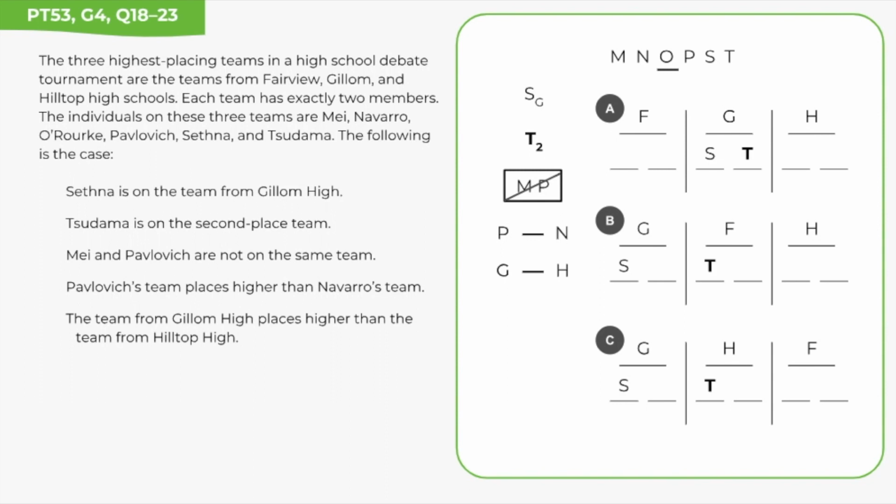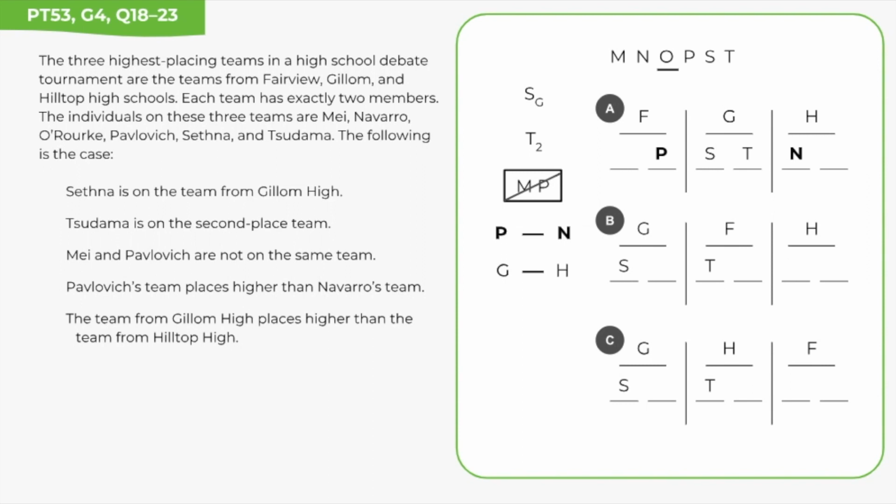We also know that T is going to be on the second place team, so we can go ahead and put T down as well. At this point, M and P can't be together, but we don't know where M and P are going to go. But if we look at the next rule about P and N, since P needs to place in front of N, in frame A, there's only one way in which we could put P in front of N, which is to put P on the team from F and N on the team from H.